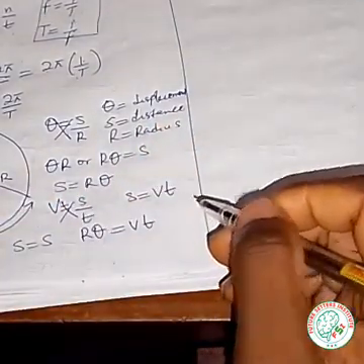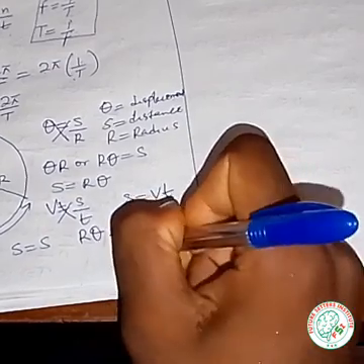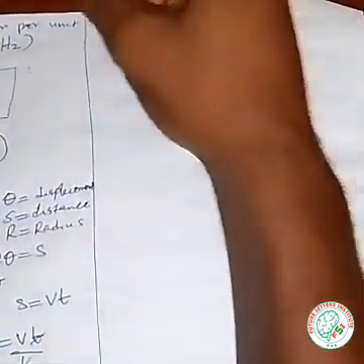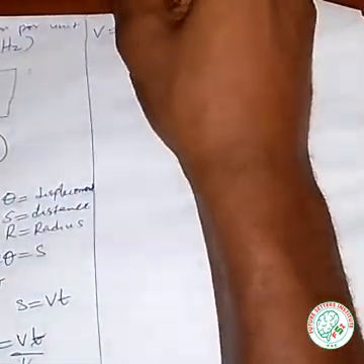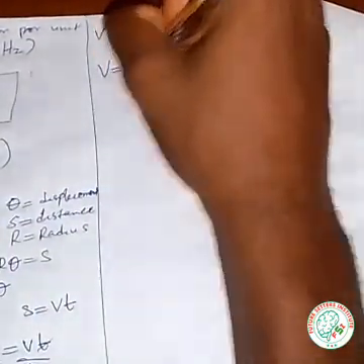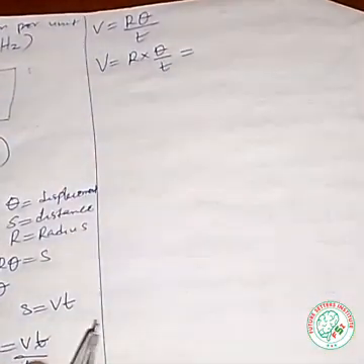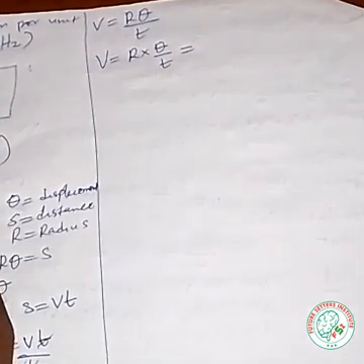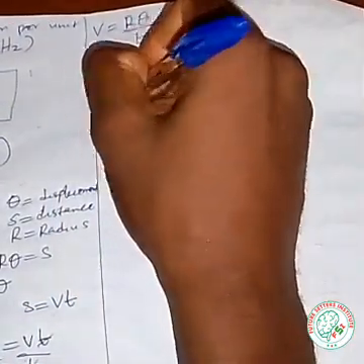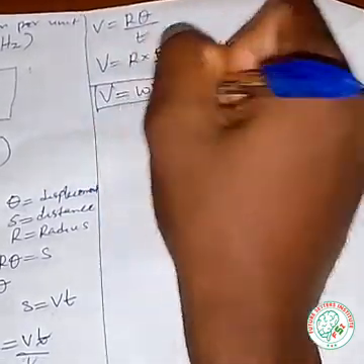So from here, let's make V the subject of the formula by dividing by t. We have t here, 1, t here, 1. So we have V equals r theta over t. Now from here, V equals r times theta over t. We already know that theta over t is omega. So we can say r times omega. So V equals omega r. This is the formula I'll be looking for. So V equals omega r.